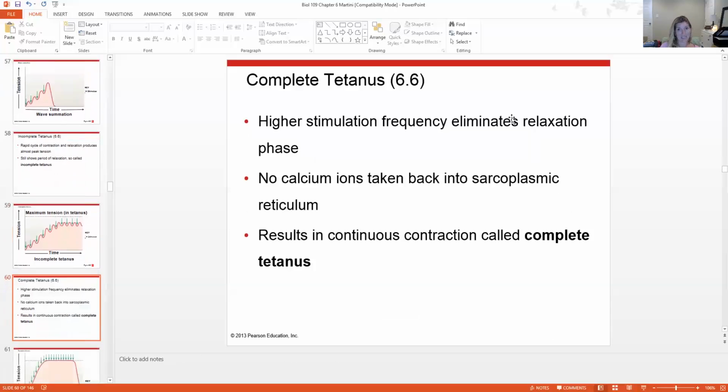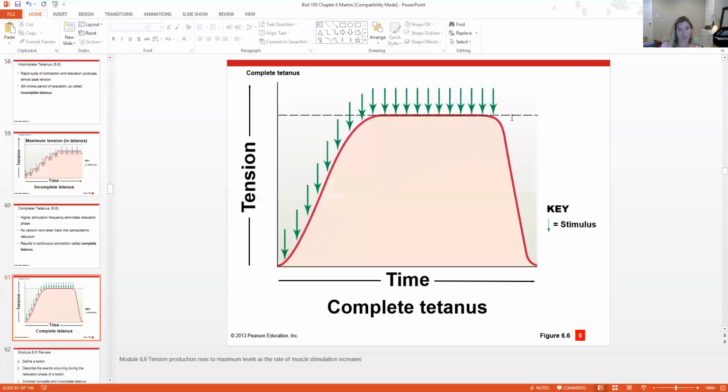Incomplete tetanus, this is where you have a very high stimulus frequency. Calcium is never taken back into the SR, so you have this continuous contraction producing peak tension. It's called a complete tetanus. So contract, contract, contract. This is more muscle fibers being recruited until, oh my gosh, you have complete tetanus.